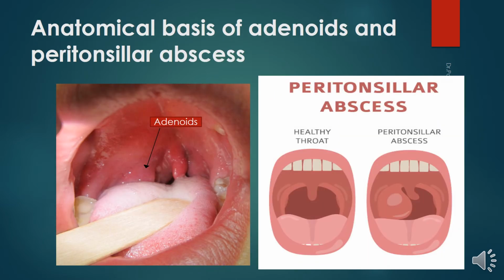Hypertrophy or enlargement of the nasopharyngeal tonsil or adenoids may obstruct the posterior nasal aperture and interfere with nasal respiration and speech, leading to mouth breathing. These tonsils regress by puberty normally. There is a typical appearance in adenoid hypertrophy.